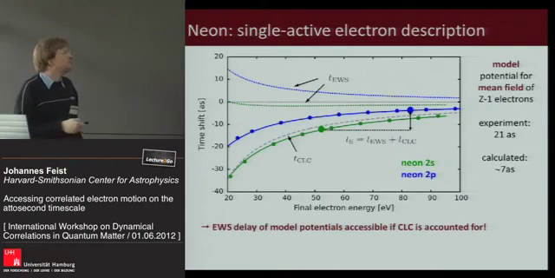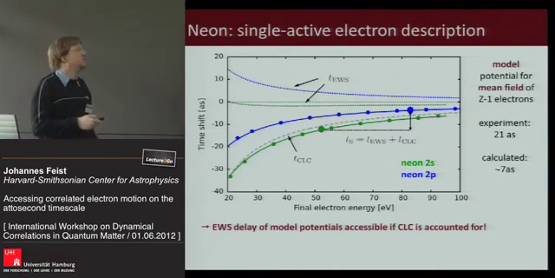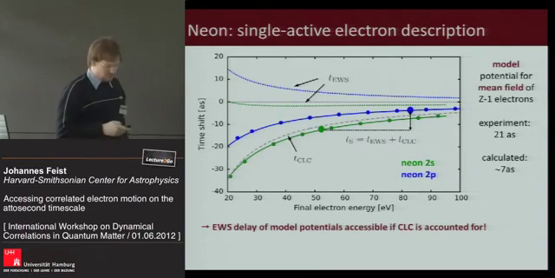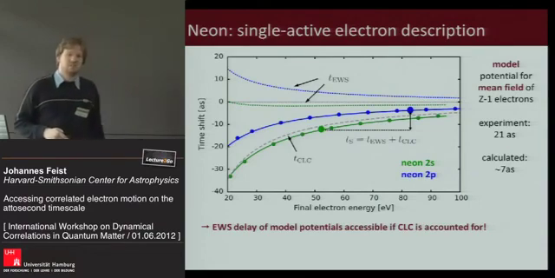But I want to point out, at least for this mean field model of neon, which is not the only one that's out there, but most of them are similar, the delay we find at the photon energies which are used in the experiment is this difference, which corresponds to around 7 attoseconds, whereas in the experiment there were around 21 attoseconds of time delay measured.